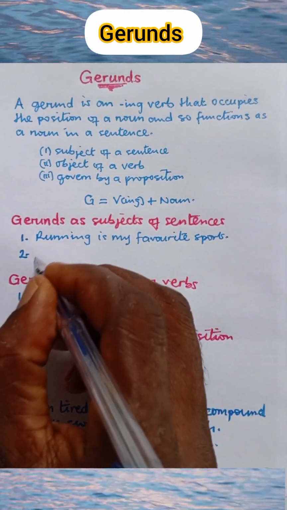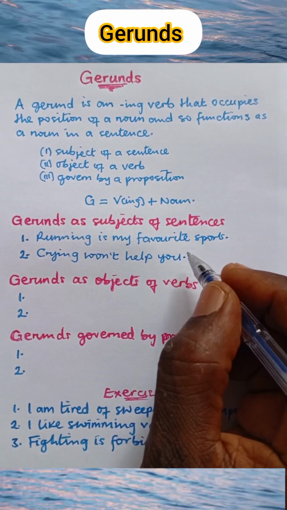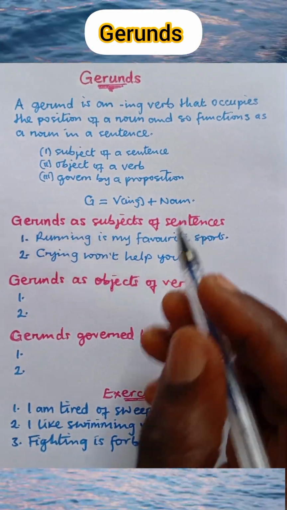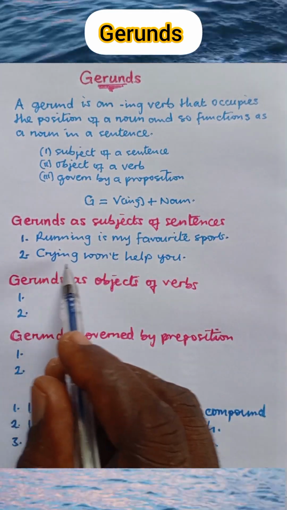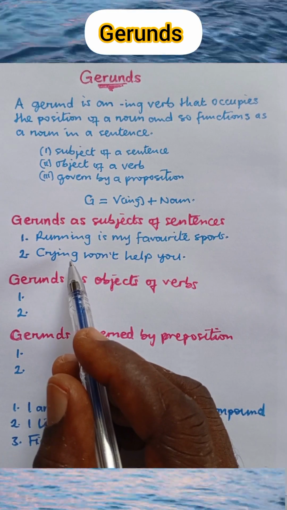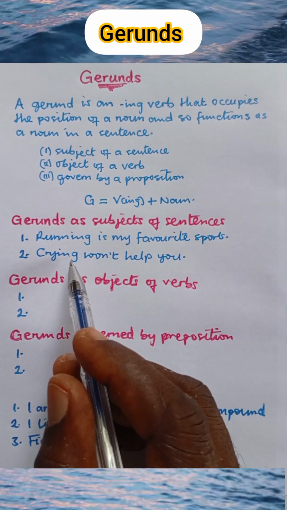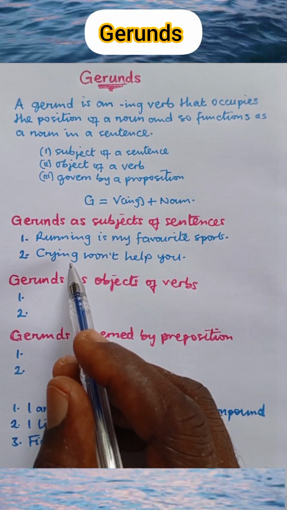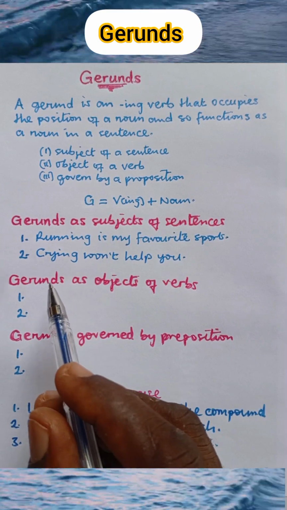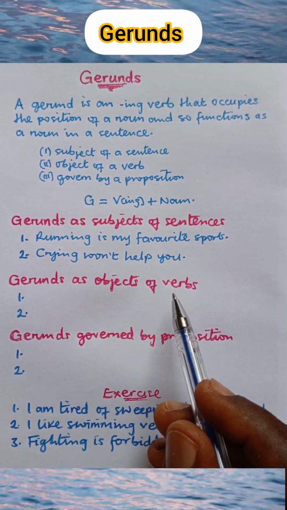Example 2. Crying won't help you. Here, similarly, crying is an ing verb. It expresses an action, yet it functions as the subject of this sentence. Therefore, the word crying is a gerund. Next, let's look at gerunds as objects of verbs.